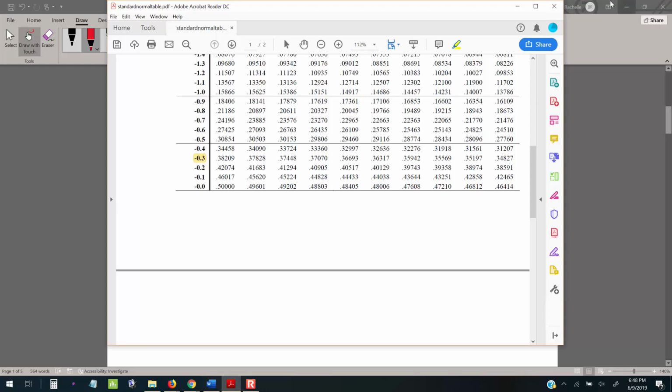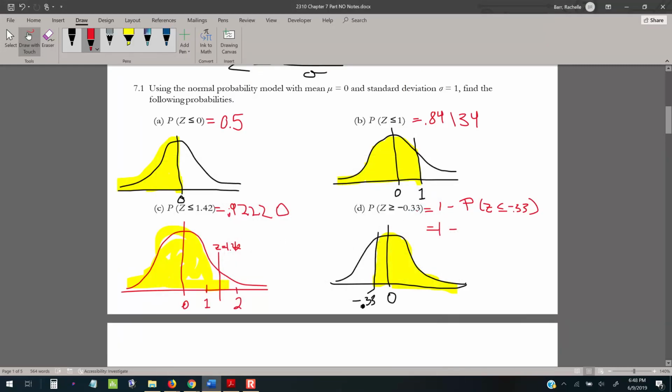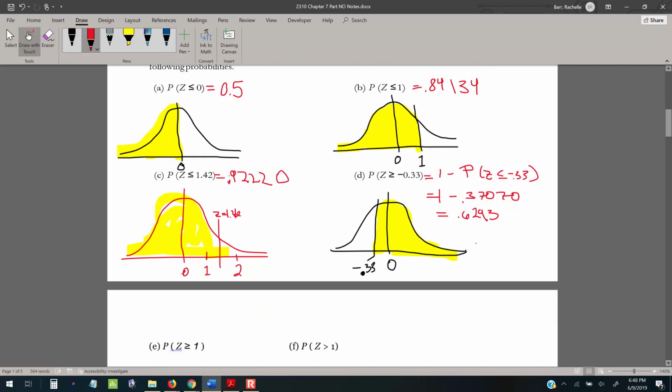So negative, be subtracting 0.37070, which will be 0.6293. Okay.